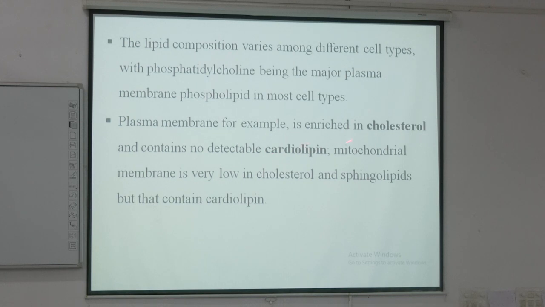For example, the plasma membrane contains more cholesterol. The mitochondrial membrane is very low in cholesterol and sphingolipids, but contains cardiolipins. What is this cardiolipin? Cardiolipin is the lipid molecule which is present in the heart cell, the cardiac cell. It is called cardiolipin.